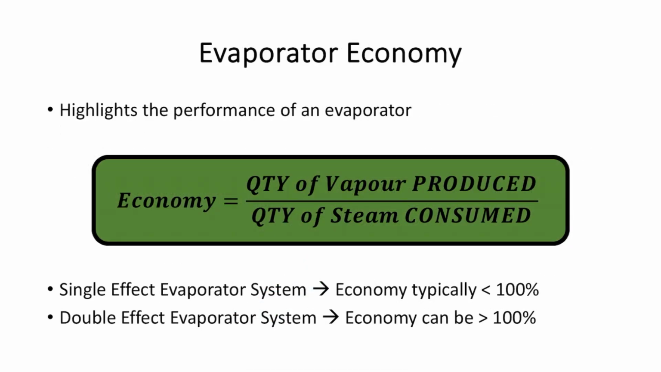One method of assessing the performance of an evaporator is using evaporator economy. This equation compares the quantity of the vapor produced against the quantity of the steam consumed. The value is normally expressed as a percentage. Since single effect evaporators are not very efficient, you would typically expect these systems to have economies less than 100%. On the other hand, double and multiple effect evaporators can often have steam economies of greater than 100%.